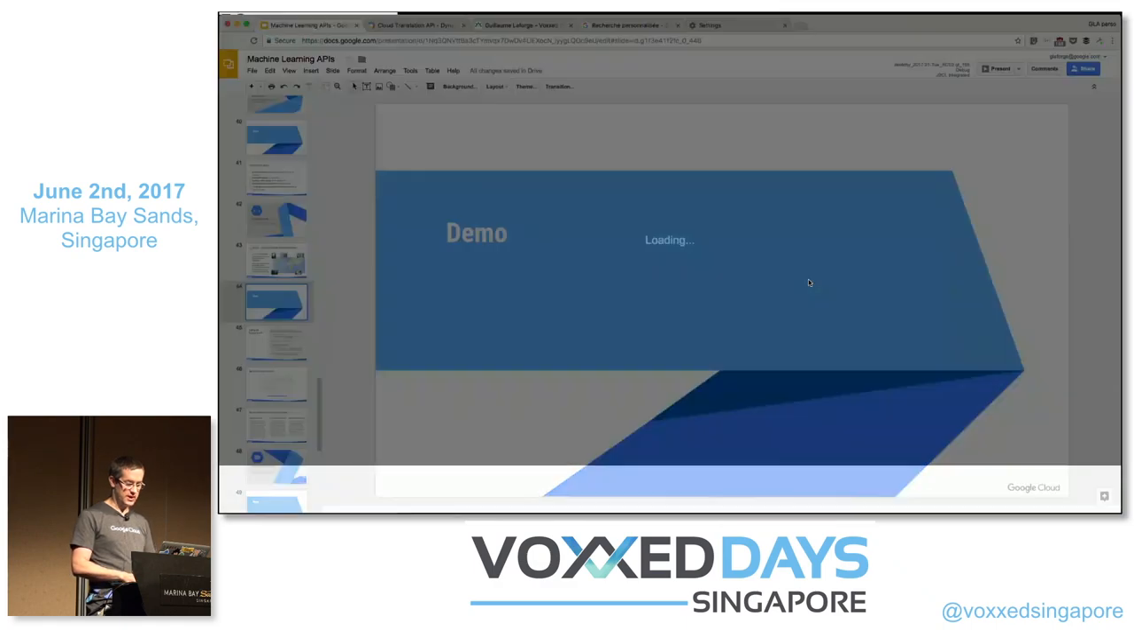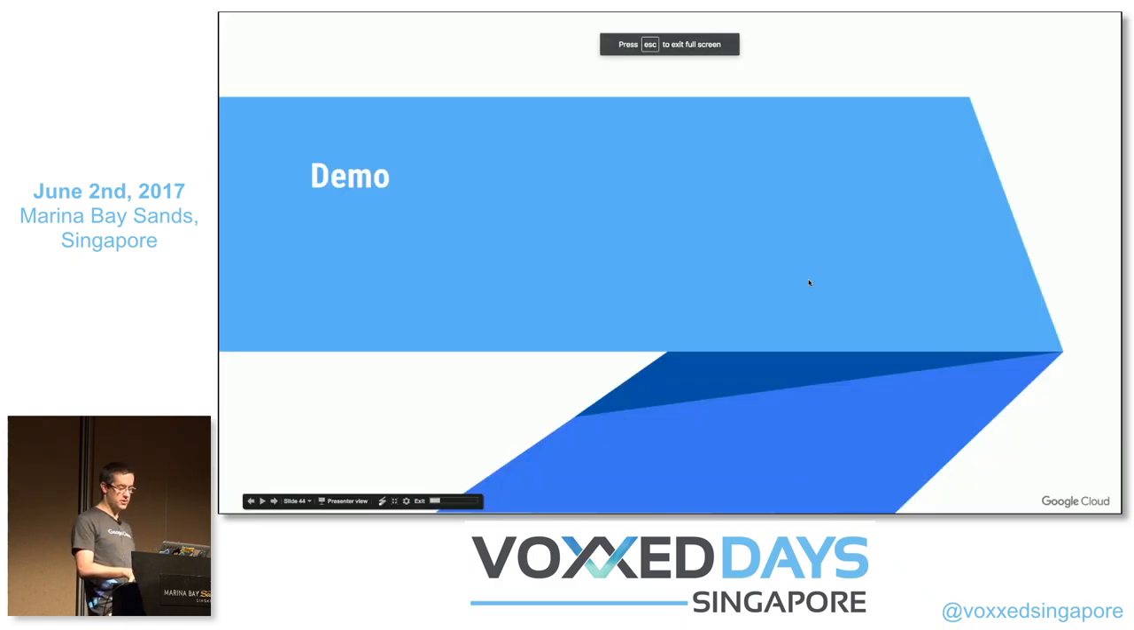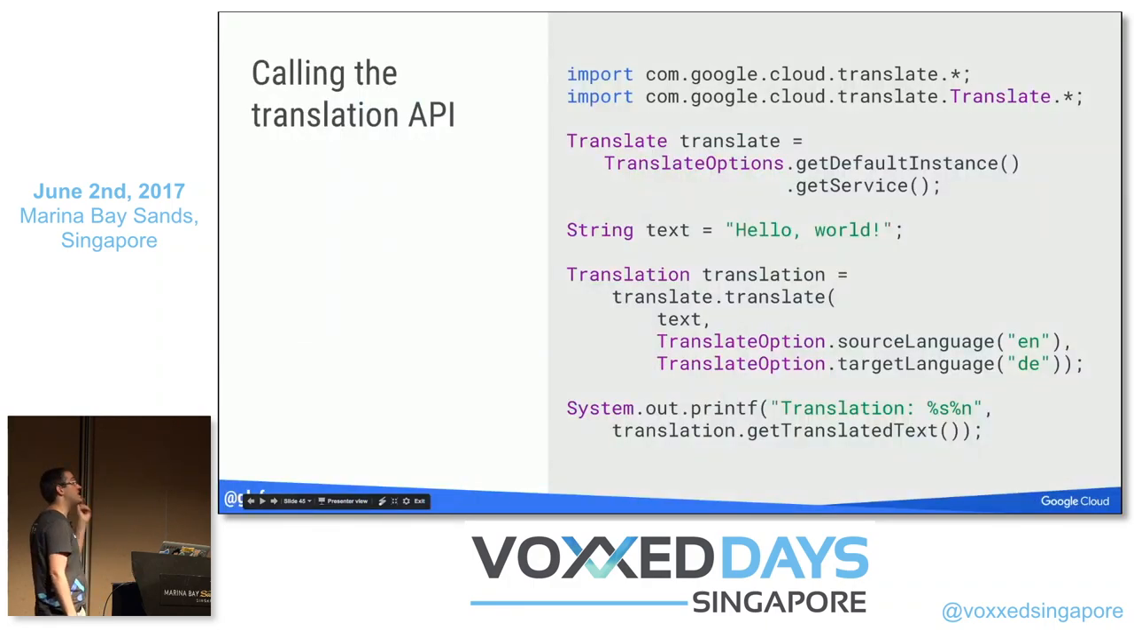And perhaps I can show you. I didn't really show you, I showed some shell scripts. But for example, here's the Java SDK. So if you want to integrate the Translate API in your application, it's fairly straightforward. You just retrieve the translation service, and you call the translate method, and you pass the text as well as the source language and target language, and call get translated text to return the translation. So it's fairly easy to use.